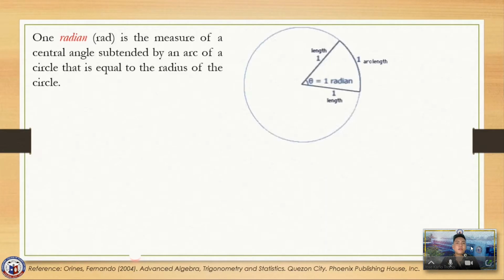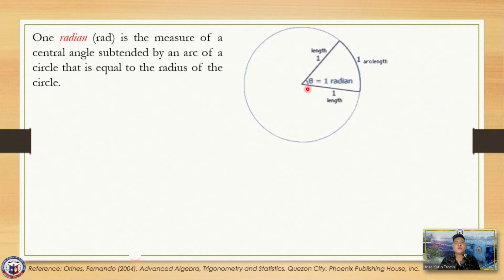We know that a circle should have a radius, the distance from the center to the point of the circle. So 1 radian or rad is the measure of a central angle subtended by an arc of a circle that is equal to the radius of the circle. As you can see, look at here. This is the radius, and this could also be the radius, right?